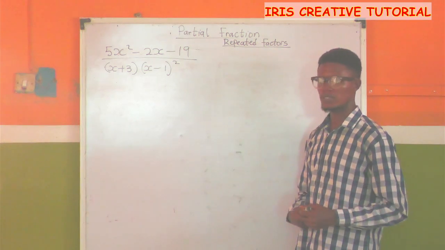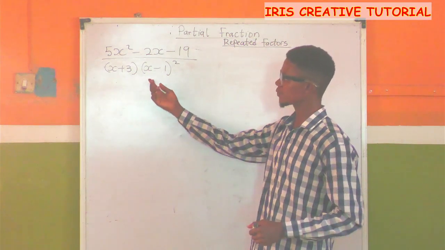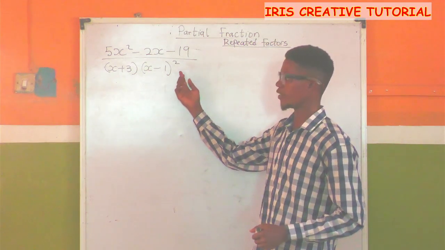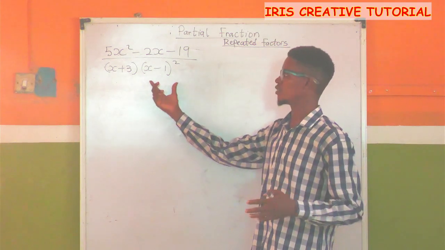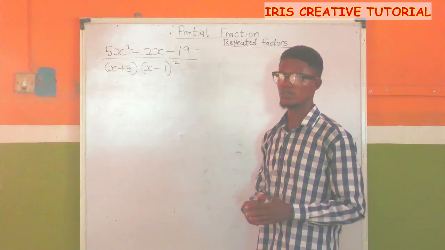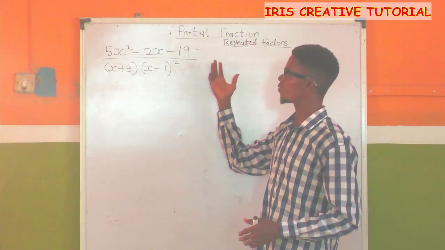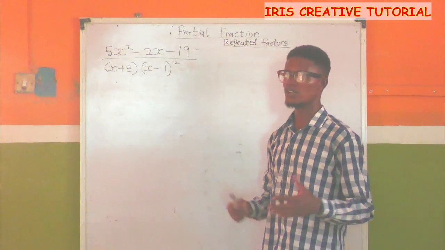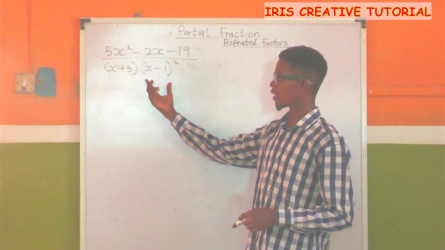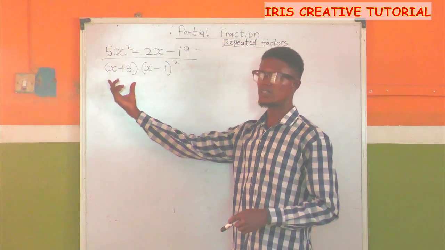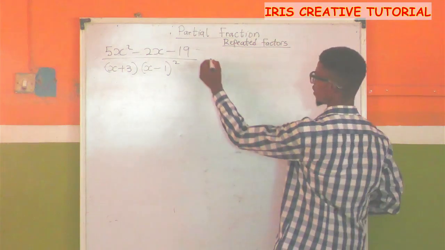questions on repeated factors. Now when you look at this denominator here, you have x plus 3 and x minus 1 all squared. So you know that this x minus 1 squared is a repeated factor in this expression, and x plus 3 is a linear expression. Now this is a game changer because the number of partial fractions that we need is going to increase to 3, because we are picking out 2 partial fractions from this particular denominator, and this makes it the third.